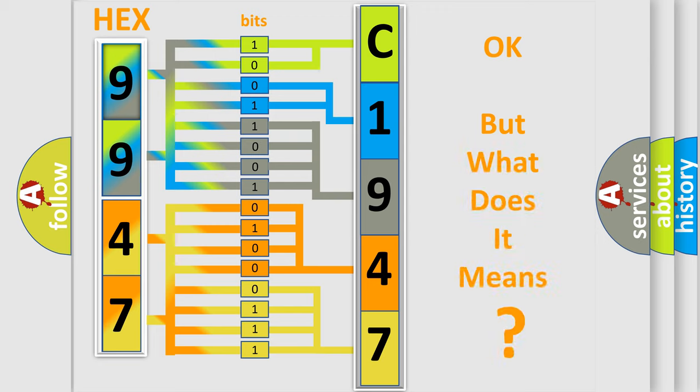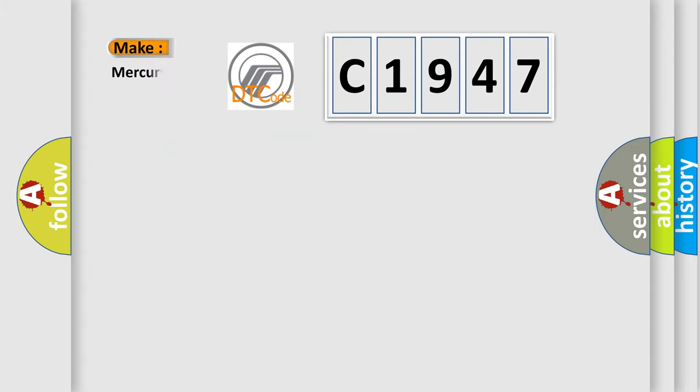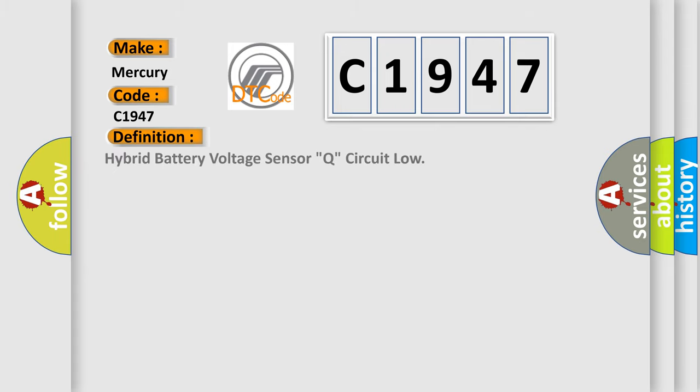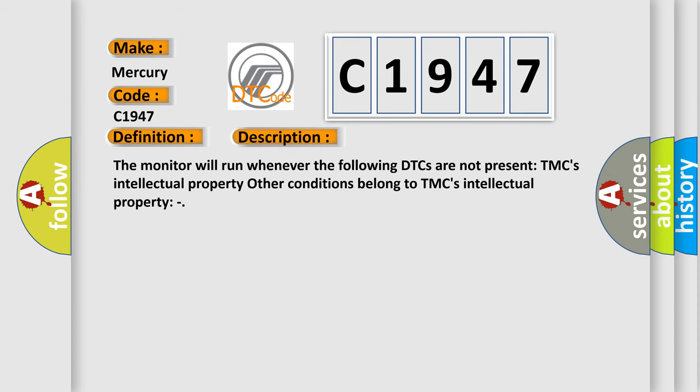The number itself does not make sense to us if we cannot assign information to what it actually expresses. So, what does the Diagnostic Trouble Code C1947 interpret specifically for Mercury car manufacturers? The basic definition is hybrid battery voltage sensor Q circuit low. And now this is a short description of this DTC code.